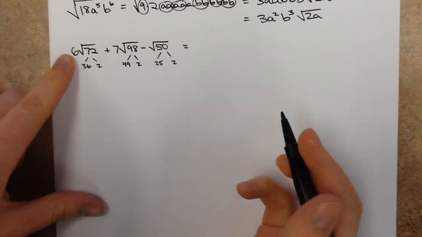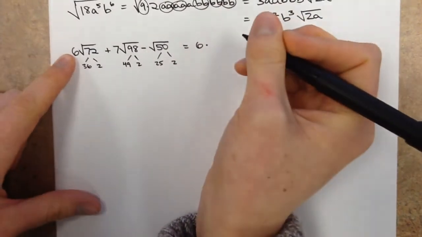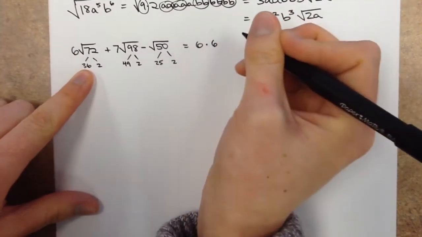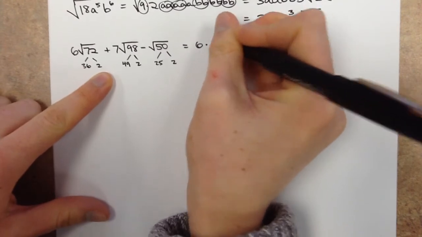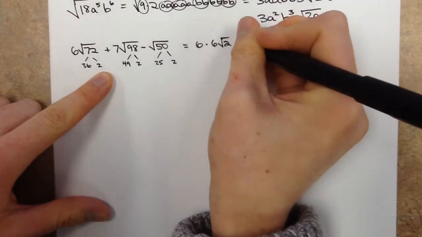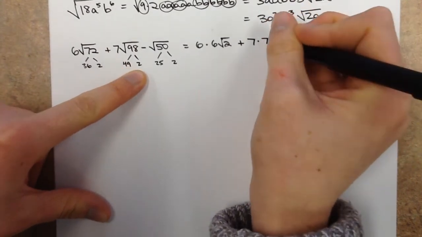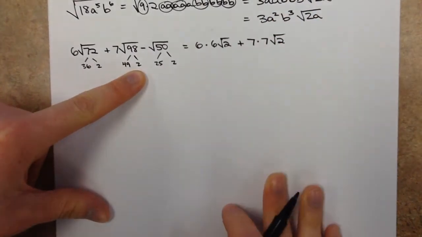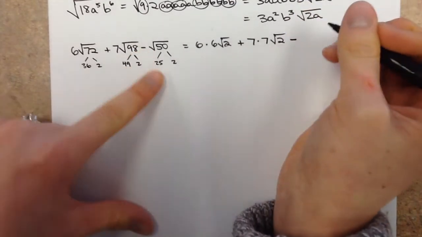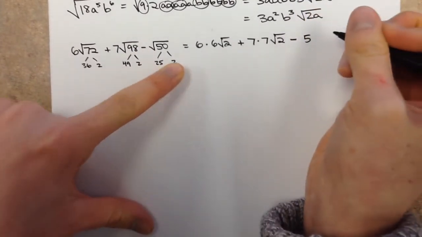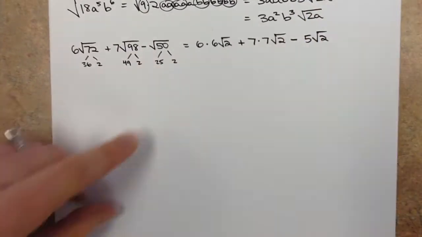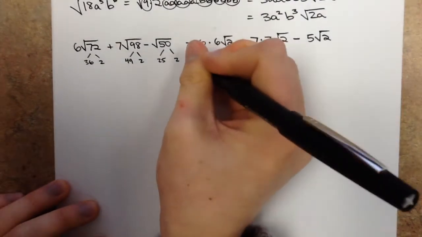So we've got 6 times the square root of 36, which is 6, and then times the square root of 2, which we can't simplify. And then plus 7 times the square root of 49, which is 7, times the square root of 2, which we can't simplify. And then minus the square root of 25, which is 5, times the square root of 2, which we can't simplify. All right, so a couple more steps.